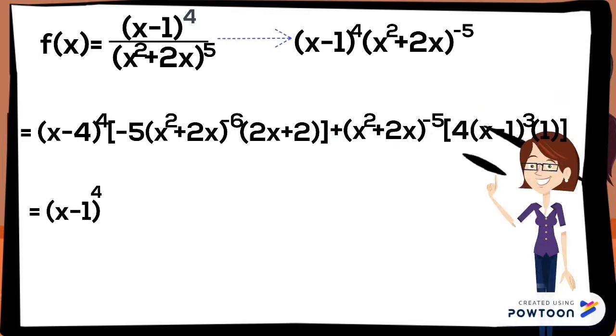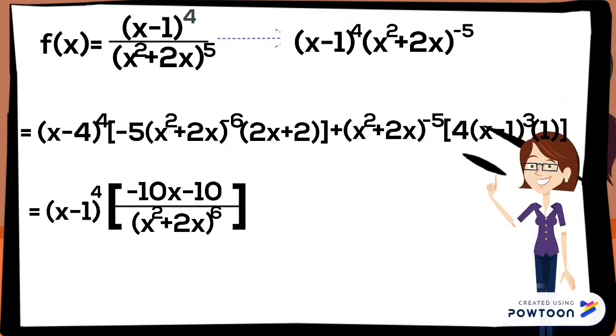Copy (x - 1)^4 and perform the needed operations inside the brackets. -5 will be multiplied to the quantity 2x + 2. -5 times 2x is -10x. -5 times 2 is -10. Then transfer the (x^2 + 2x)^-6 to the denominator to make it positive.